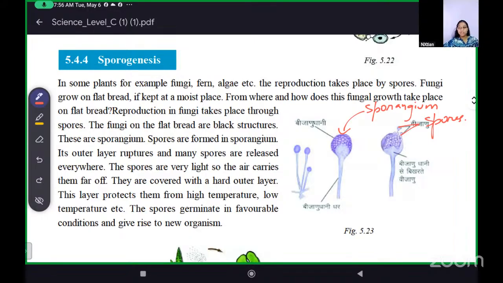Those that are inside it are known as spores, and they're so lightweight that they are flown away by the wind. They are carried away by the wind, and when they find favorable conditions, that is, you can say, a good temperature, a good soil, whatever they need to germinate, at that time they plant themselves and grow into a new organism, a new plant. Understood how sporogenesis works?